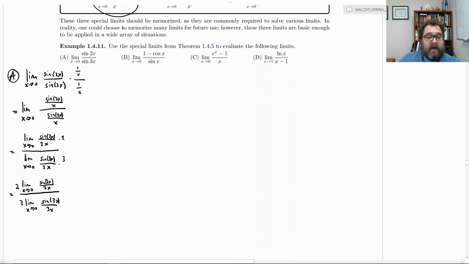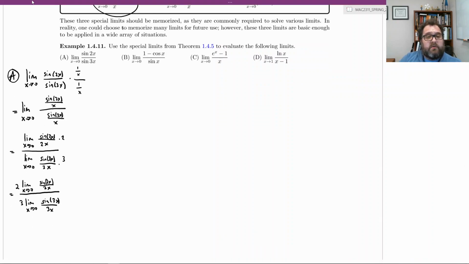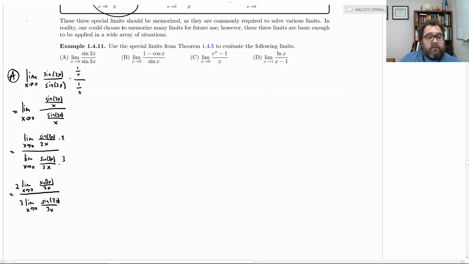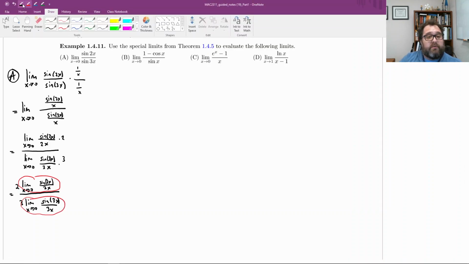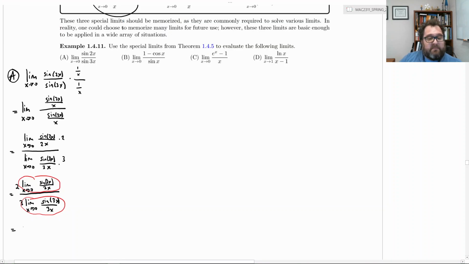And now I know what those two individual limits are. Due to our special limit, I know this limit is 1, and I know this limit is 1. And then we have the constant multiples out front, and so we simply get 2 times 1 over 3 times 1, which of course simplifies to 2/3. Okay, simplifies to 2/3. All right, what else do we have here?